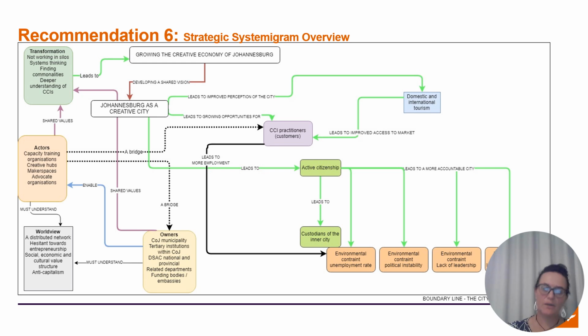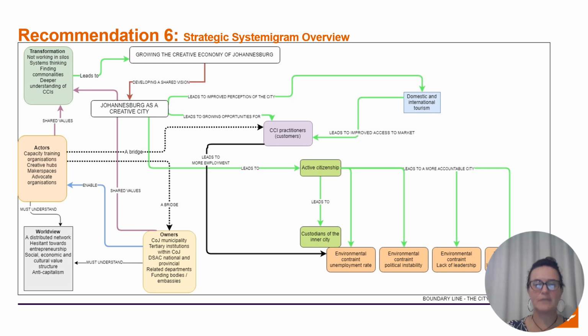So the final recommendation, 6, is a strategic systemogram, trying to get a broad overview of how all of these bits fit together. So firstly, the objective is to grow the creative economy of Johannesburg. And I believe quite strongly that what is needed in order to achieve this is a shared vision. A shared vision is not something that everybody then has to do projects to reach that goal. It's something that's already happening. It's just acknowledging what's already there. And that to me is Johannesburg branding itself as a creative city.